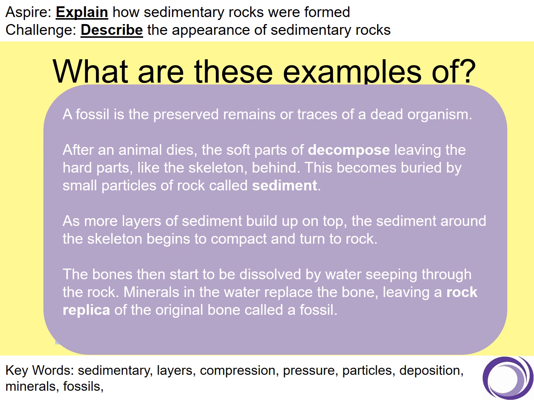For example, when an animal dies, the soft parts usually decompose, leaving behind the harder parts, such as a skeleton or a shell. This will become buried in particles of rock called sediment as part of the sedimentary process. As more layers of sediment build up on top, the sediment around the skeleton becomes compact and starts to turn into rock, as we've discussed previously. The bones will then start to be dissolved by the water seeping through the rock, and minerals in the water can replace the bone, leaving a rock replica of the original bone called a fossil. And this is the reason why fossils are very, very common in sedimentary rock.